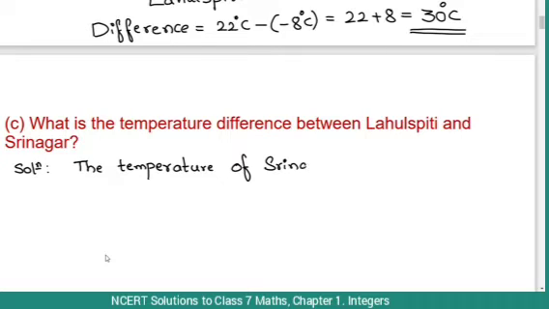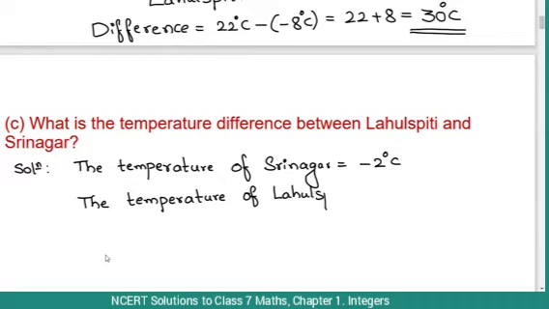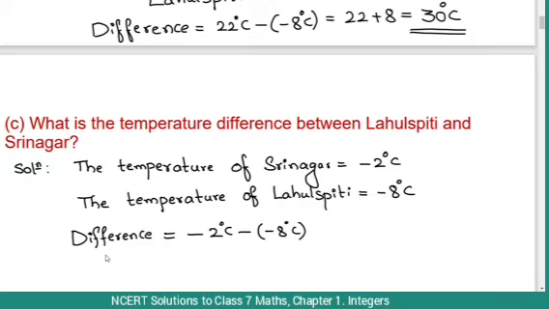Of Lahul Spiti is minus 8 degrees Celsius and temperature of Srinagar is minus 2 degrees Celsius. So first we have written temperature of Srinagar, that is minus 2 degrees Celsius, and temperature of Lahul Spiti is minus 8 degrees Celsius. They have asked the temperature difference, means you have to subtract these two. Minus 2 degrees Celsius minus of minus 8 becomes plus 8 degrees Celsius. 8 minus 2 is 6. So temperature difference is 6 degrees Celsius.